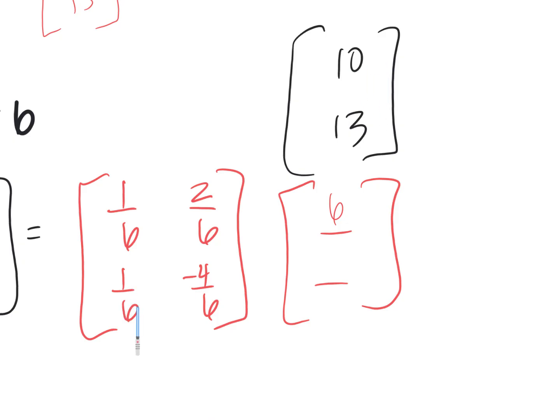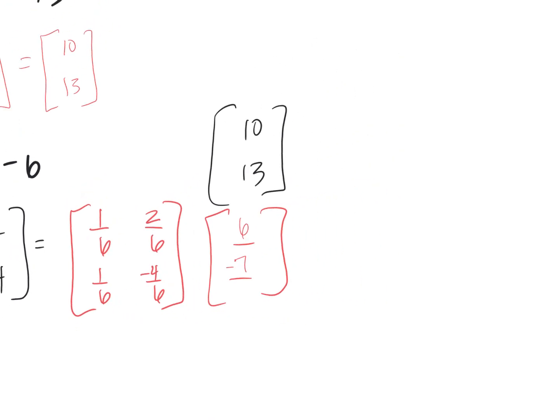Let's do that again. 1/6 times 10, you agree, still 10/6 minus, 13 times 4. Well, you knew 13 times 2 was 26, so double that, 52. So what is 10/6 minus 52/6? -42/6. How many times does 6 go into 42? 7. Oh my gosh. Our final answer is 6, -7.